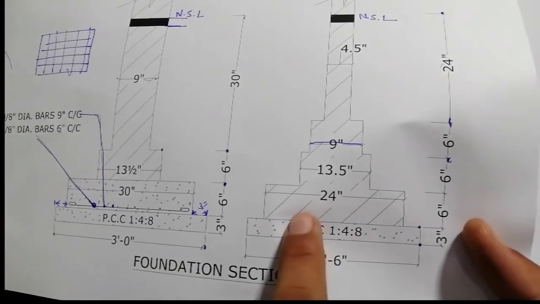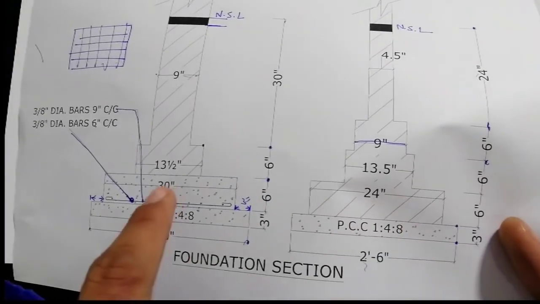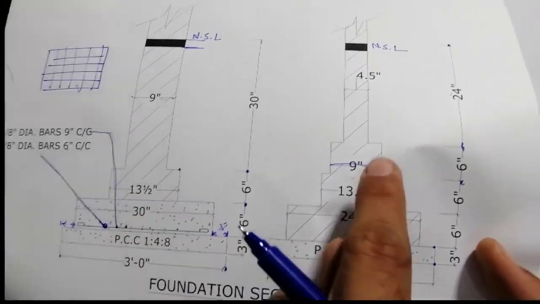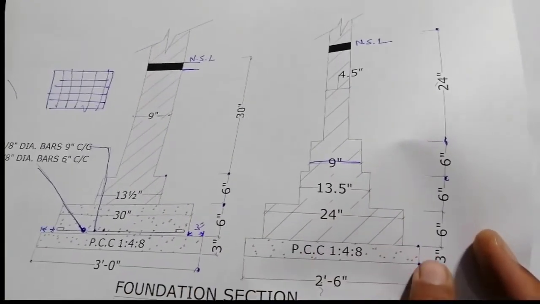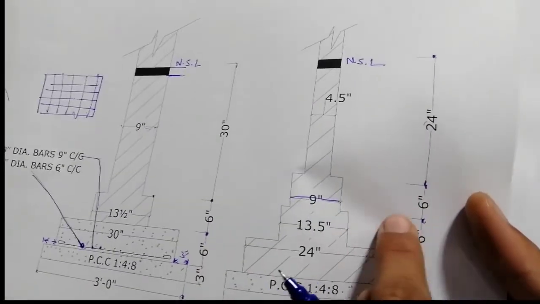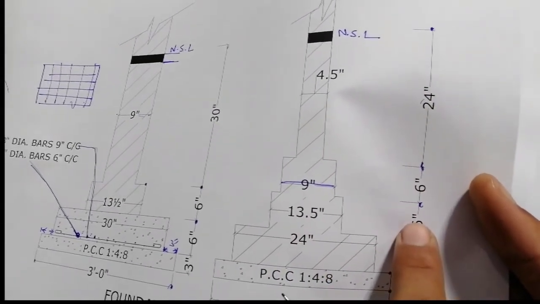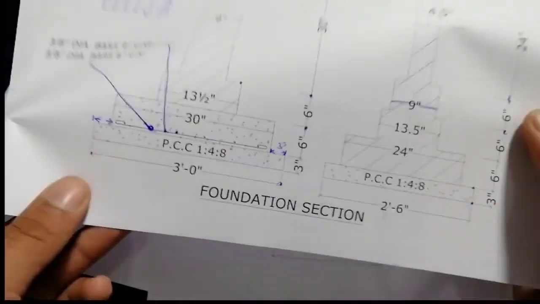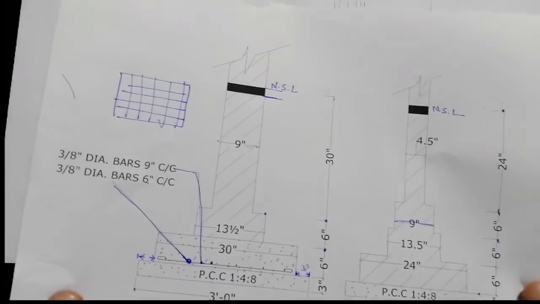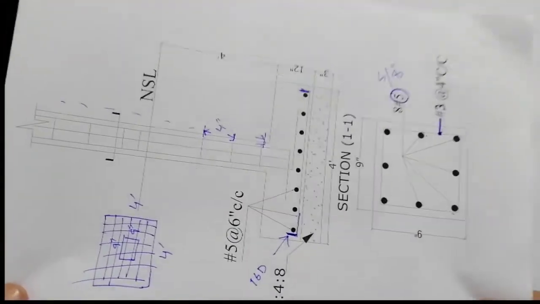So here PCC is present, but RCC work is not present, reinforced work is not present. That's because its thickness is 4.5 inches. So its depth from this point is 6 inches. The other steps are also 6 inches, 6 inches, 3 inches. Foundation section. You can also take a screenshot of this.